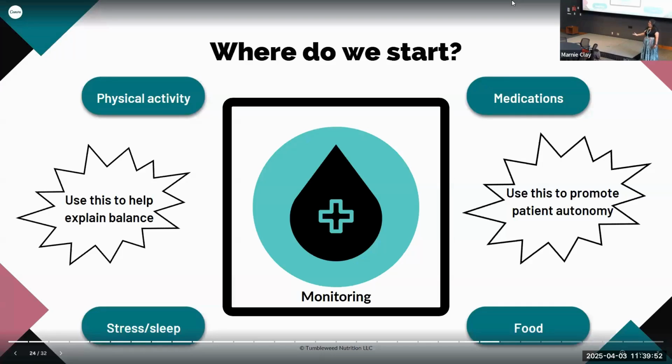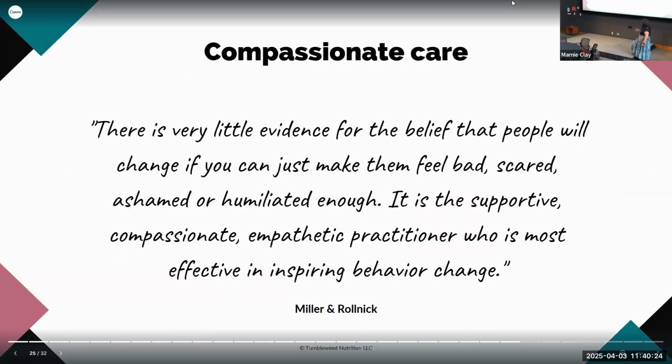Let's say the person tries to eat more protein at breakfast. How is that going to affect their levels later on during the day? And I say, we can check that with monitoring. I had a handout that had this, but it's not as impactful as doing the drawings, getting down on the floor. Maybe you could do that in the dirt, but I like to draw it out in real life. This kind of helps explain balance. It also helps promote patient autonomy.